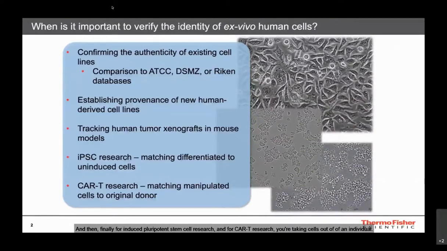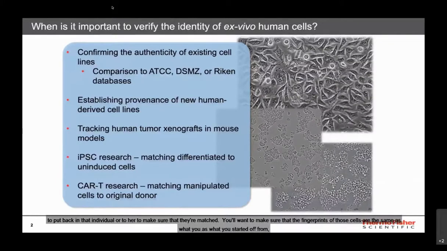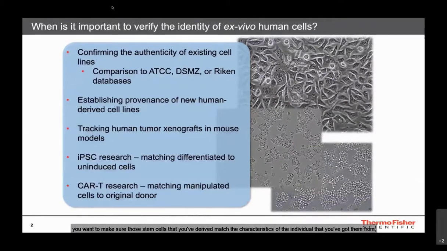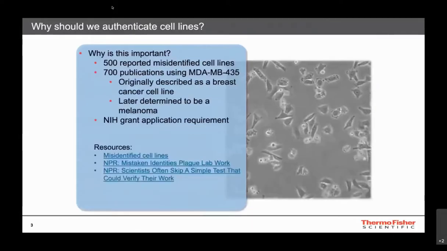And then finally, for induced pluripotent stem cell research and for CAR-T research, you're taking cells out of an individual. You manipulate them in vitro, and then you want to make sure that before you do something with those cells, to put back in that individual, they are matched. You'll want to make sure that the fingerprints of those cells are the same as what you started from. After you've made them stem cells, you want to make sure those stem cells that you've derived match the characteristics of the individual that you've got them from in the first place. So making these fingerprints or these profiles is very important.